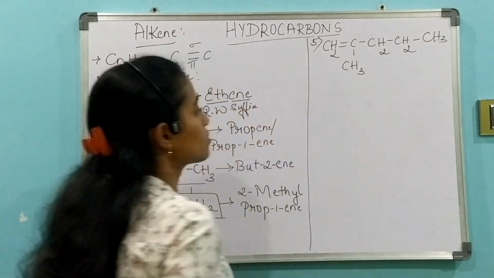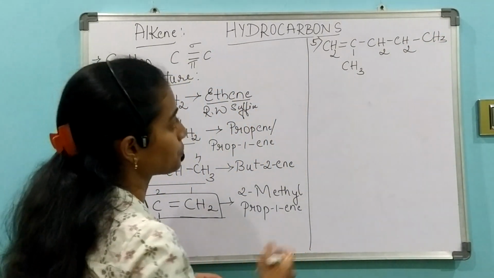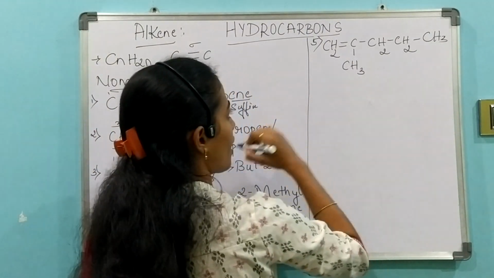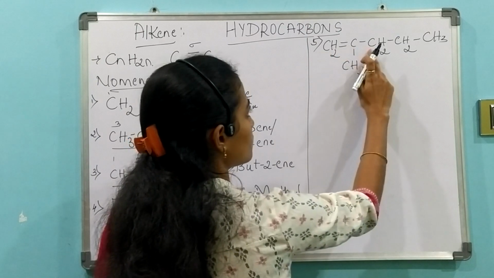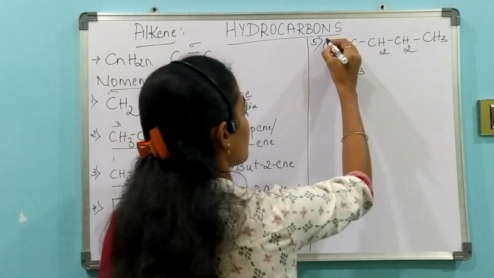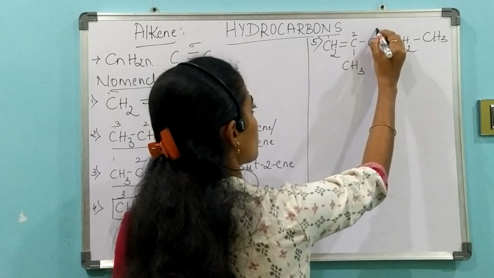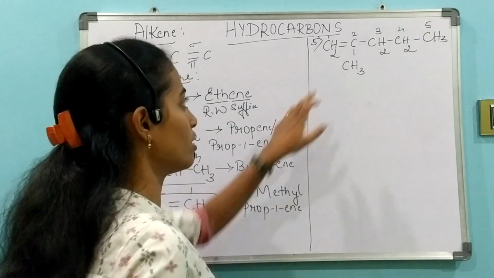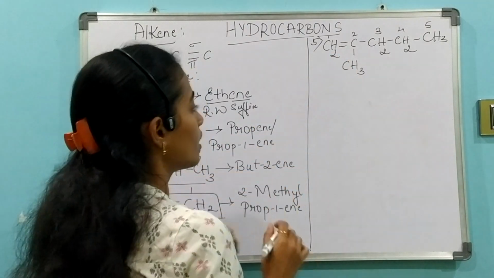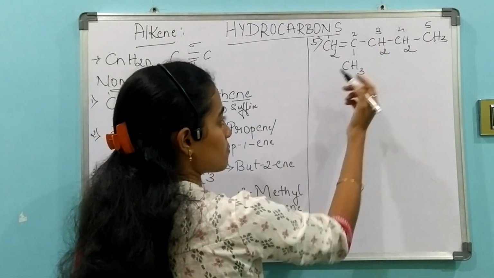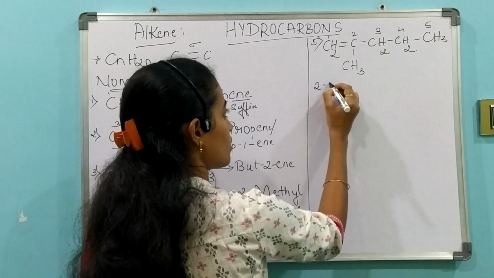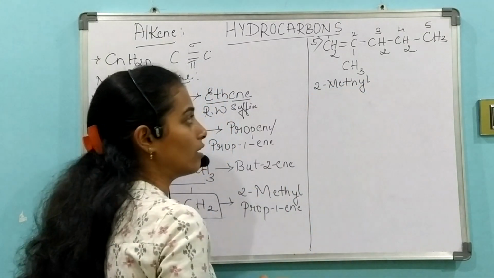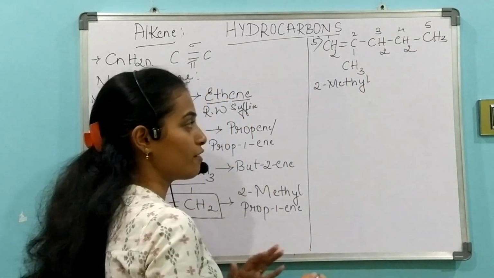Okay. So which is your parent chain here? This is my parent chain. In the parent chain, how many carbons do you have? 1, 2, 3, 4, 5. Number it. I'll number it from the left hand side because I have to give the smaller number for the double bond. On the second carbon again you have some substituent here. What is the substituent present? It is methyl. So it is 2-methyl.